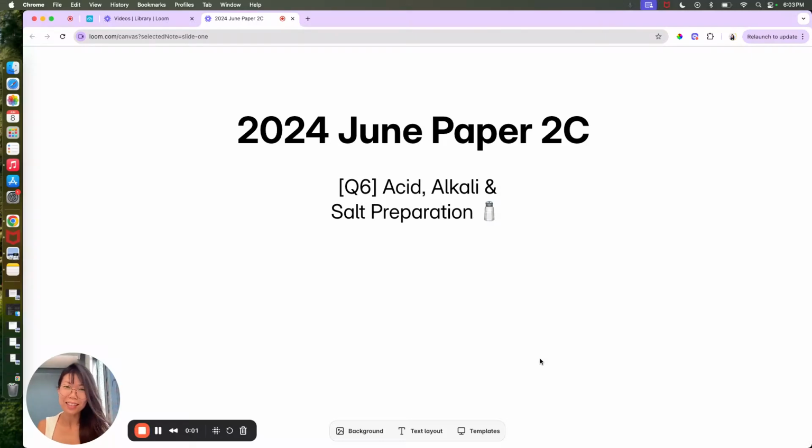We're going to do question 6, and this is on acid, alkali, and salt preparation. This is essentially very unique to paper 2. So 14 marks here, what do you expect, right? Okay, let's go. We're going to dive into this. It's going to take a while here, okay?